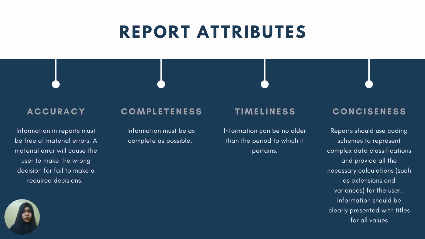Accuracy: information in a report must be free of material errors. Completeness: information must be as complete as possible. For timeliness, information can be no older than the period to which it pertains. And conciseness: reports should use coding schemes to represent complex data classification, and provide all the necessary calculations for the users. So these report attributes are significant and useful in order to have an effective management report.